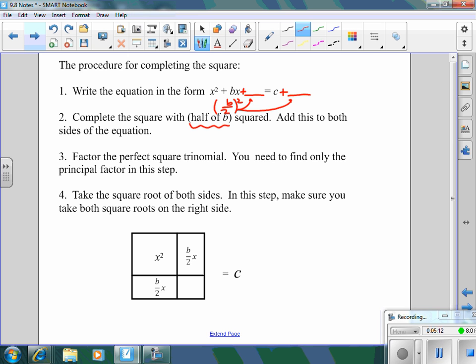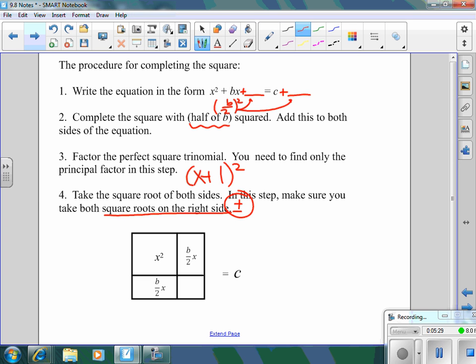Factor the perfect square trinomial. You only need to find the principal factor, so leave it as this. And then take the square roots of both sides. In this step, you need to make sure you take both square roots on the right side. So that's where you need the plus or minus.